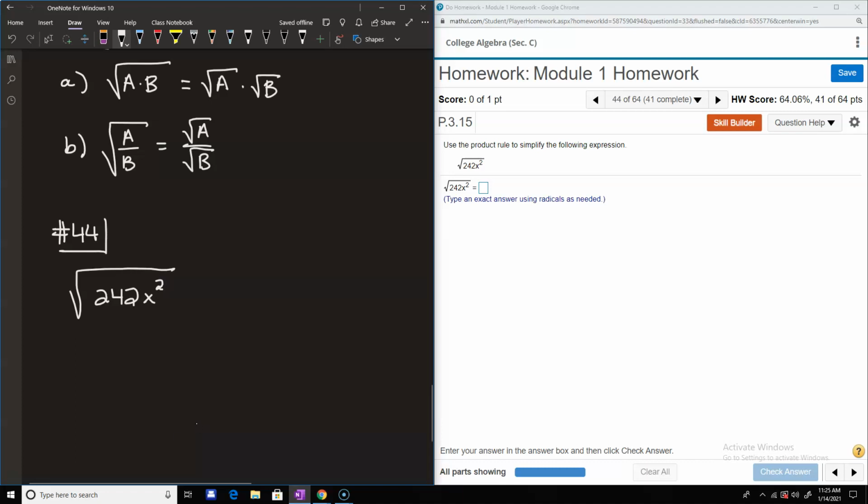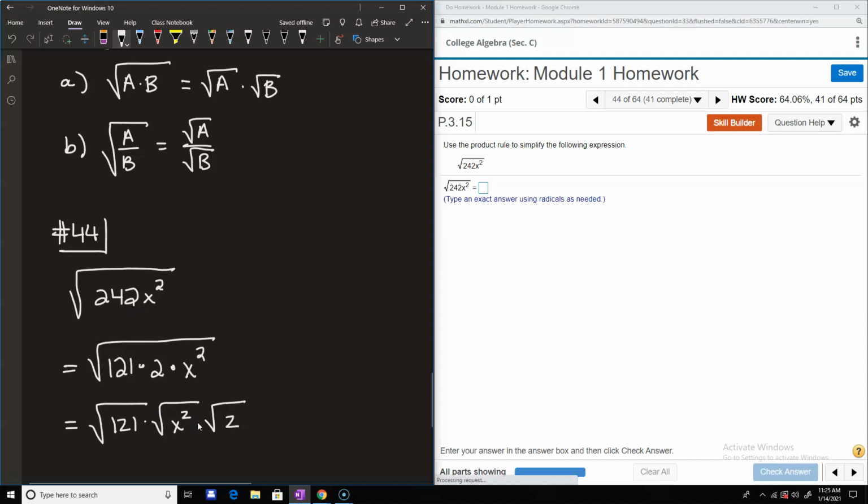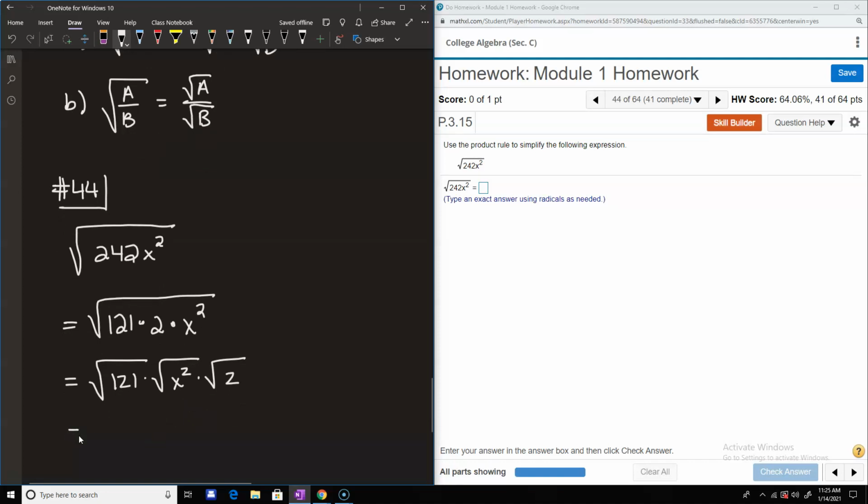So maybe it's easiest to think of this as the square root of 121 times 2 times x squared, and then we know we can split all three of those up. So we can do the square root of 121, we can do the square root of x squared, and we can do the square root of 2. And I'm just writing the square root of 2 last because that's the only one that is not a perfect square, right? 121 is 11 times 11, and x squared is x times x. So we get some cancellation. So we end up with an 11x in front, and then the square root of 2. So that would be our answer.